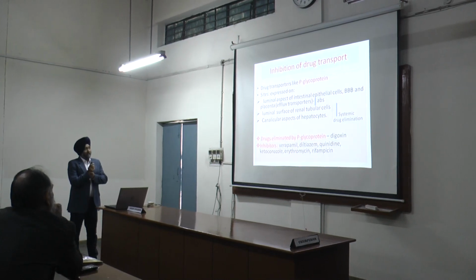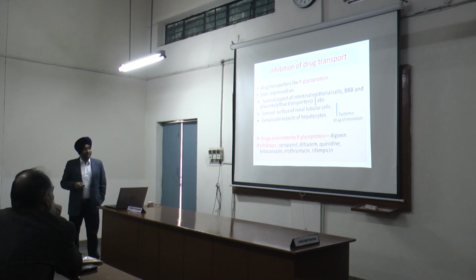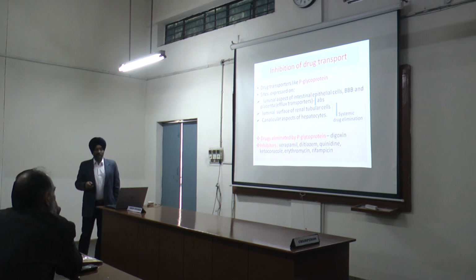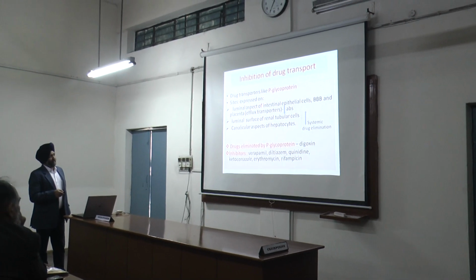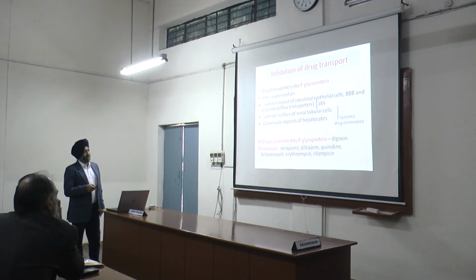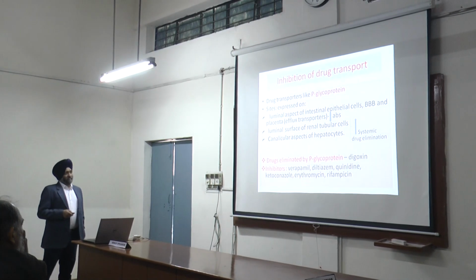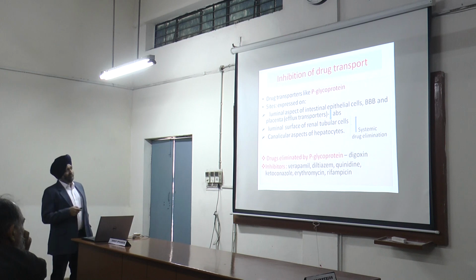First, about P-glycoprotein: this drug transporter is present in the luminal aspect of the intestinal epithelial cell, the blood-brain barrier and the placenta. Here it is responsible for efflux transport. Once the drug is absorbed into the cell, P-glycoprotein effluxes the drug from the intestinal epithelium, so absorption will be decreased once there is activation of P-glycoprotein in the luminal aspect. Similarly, in the luminal surface of the renal tubular cell, this will increase systemic drug elimination. So stimulation here will increase the elimination, while stimulation in the luminal aspect of the intestinal epithelial cell will decrease the absorption.